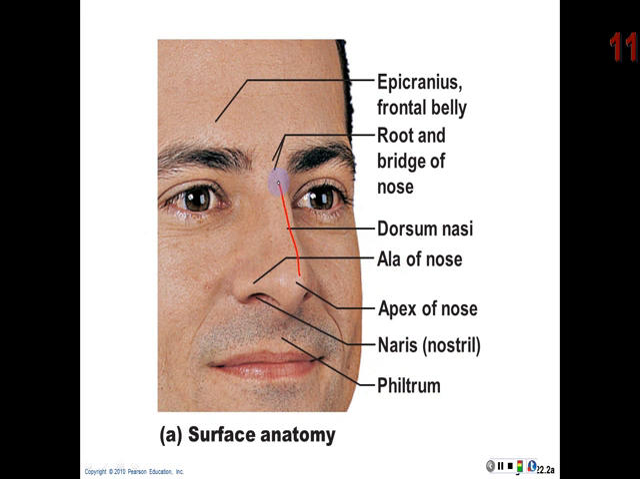This ridge here, the dorsum nasi. Up here, this spot would be the root or bridge. And yeah, I don't know why we needed to have that muscle labeled. You don't need to know that right now. So that is the anatomical structure of the nose.